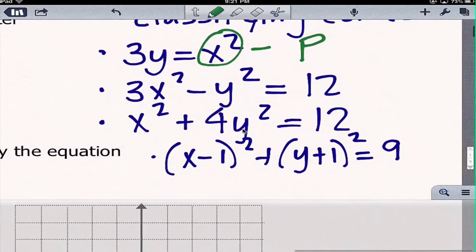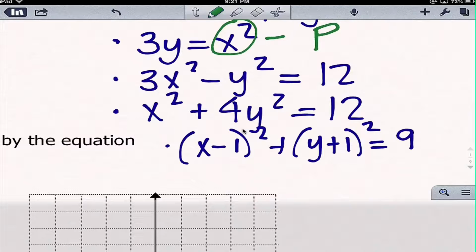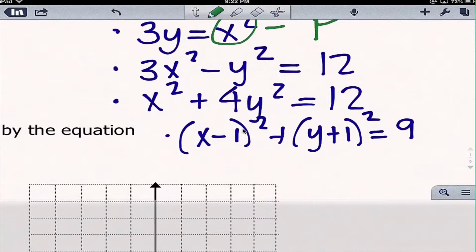Okay, next thing I want to talk about is a circle. Something is a circle if both x is squared and y is squared, we have addition, and they have the same coefficient. So if we look at these next two options, we notice they're both squared: x is squared and y is squared. They both have addition. However, only this second choice down here has the same coefficient, because both of those have a coefficient of 1. So we would say that is a circle.